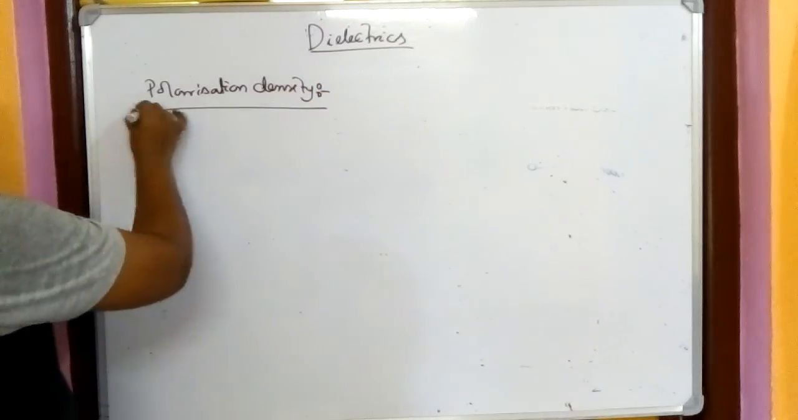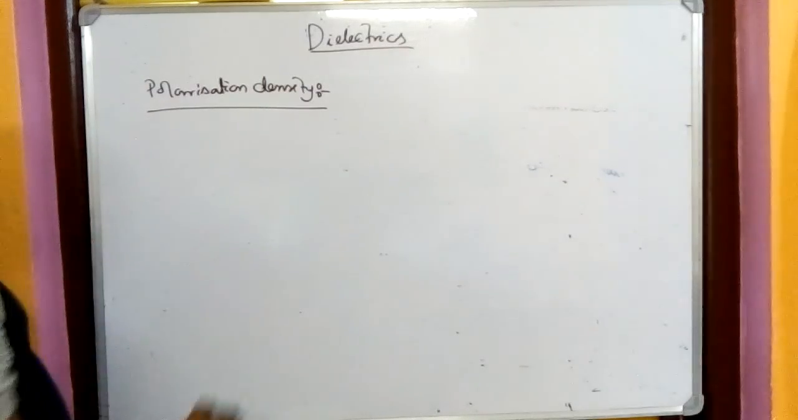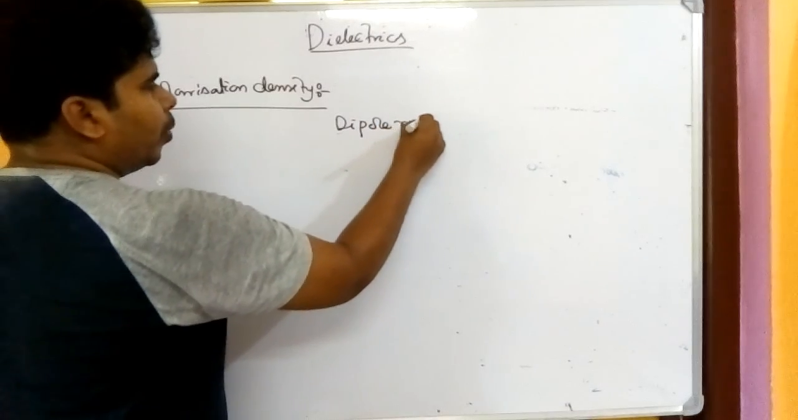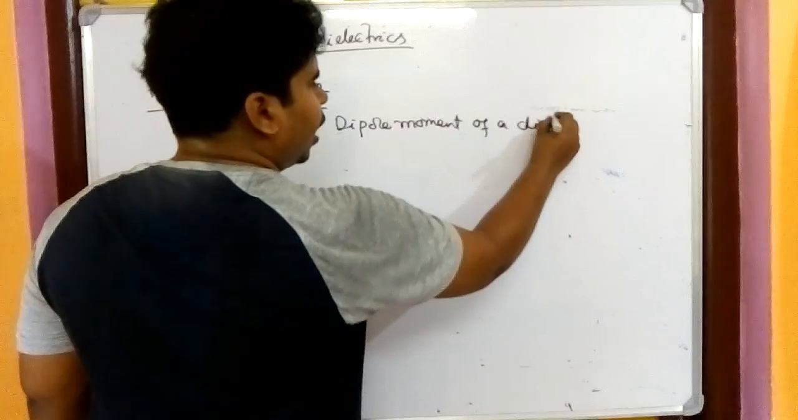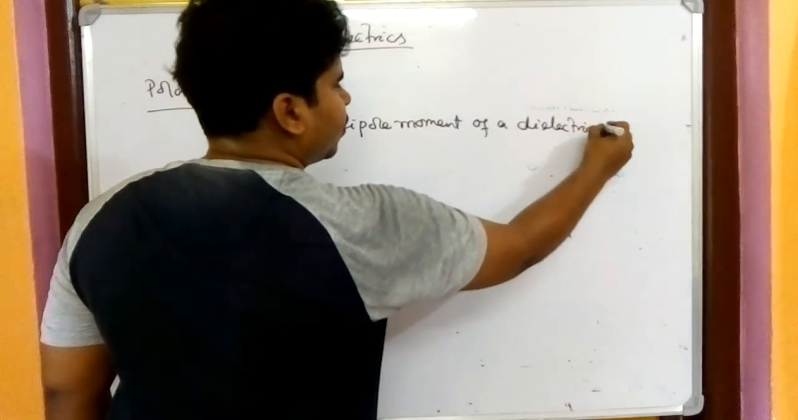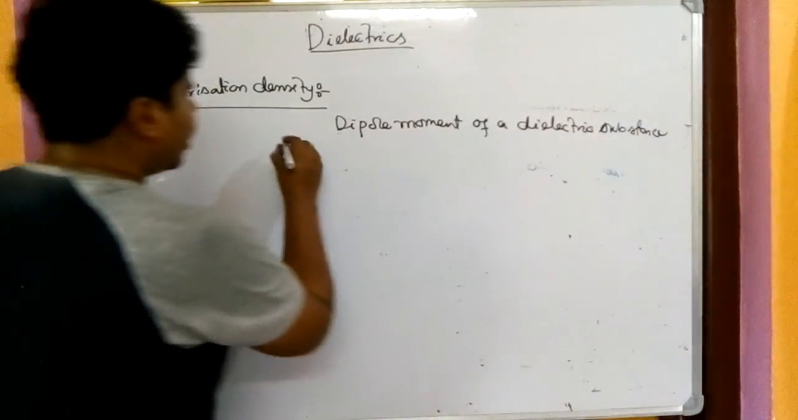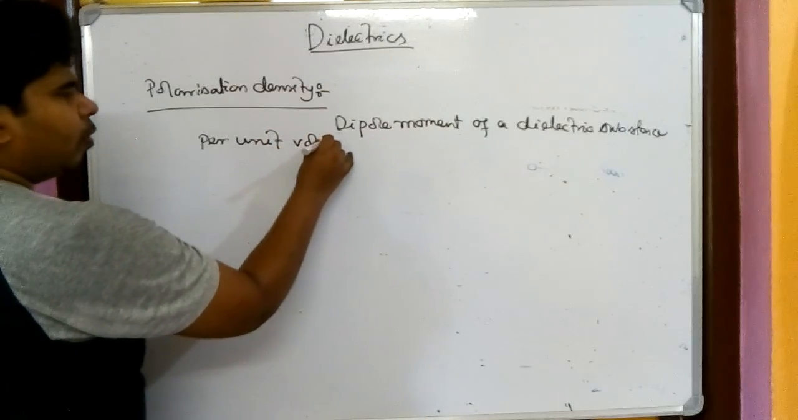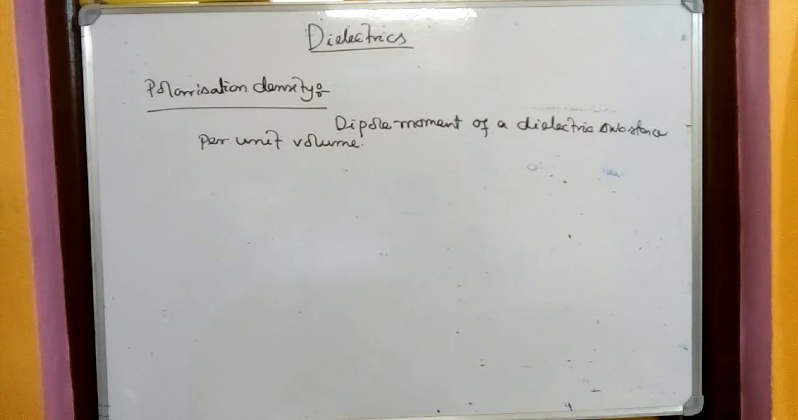What is polarization density? It tells that polarization density is the dipole moment of a dielectric substance per unit volume. Dipole moment of a dielectric substance per unit volume.